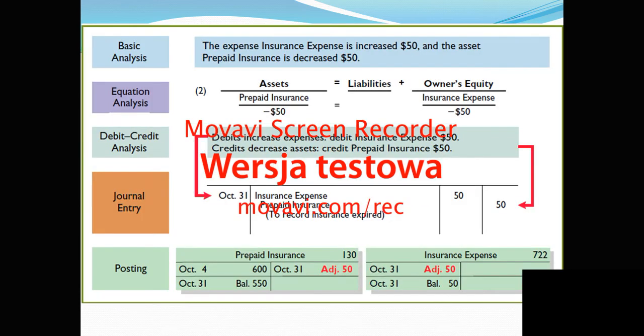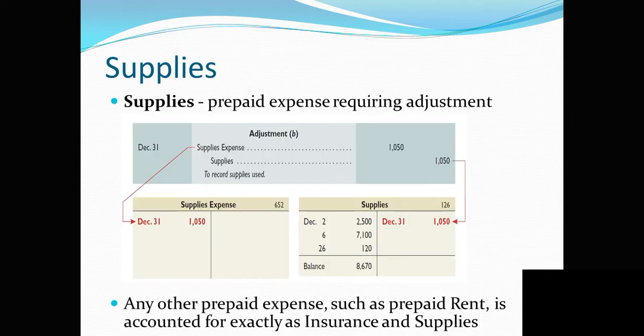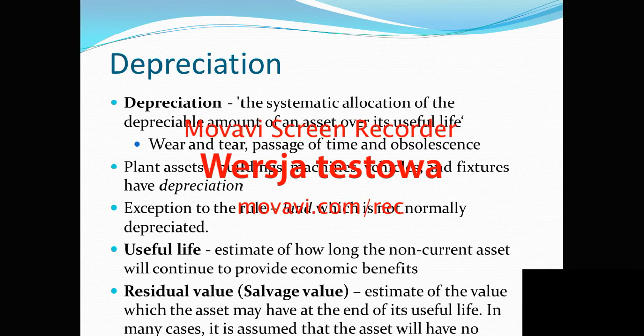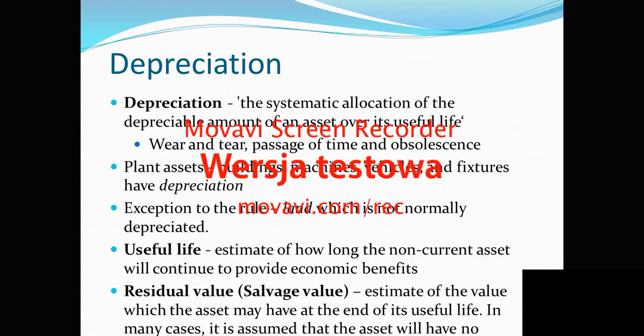So these are prepaid expenses. And then another adjustment that we need to make is depreciation. Depreciation, I hope that you have heard about this before. The definition is, this is a systematic allocation of the depreciable amount of an asset over its useful life. Because of wear and tear, passage of time, and obsolescence, non-current assets lose their value over time.